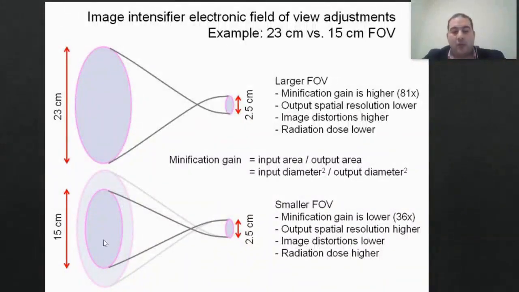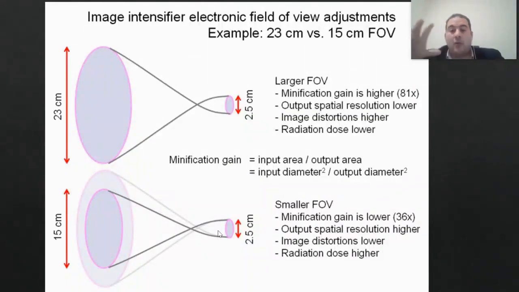When the brightness in the output phosphor decreases, to compensate for the reduced brightness, what needs to be done? The parameters need to be increased. Increase the kV and increase the milliampere. If you increase these parameters, have you increased the dose to the patient or not? You have increased the dose to the patient. In the case of minification or electronic magnification that occurs, you have increased the dose to the patient, increased the resolution, and decreased the brightness.